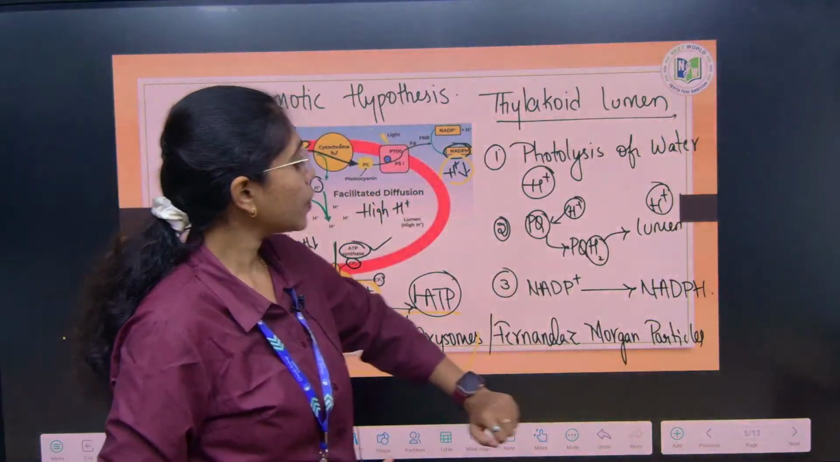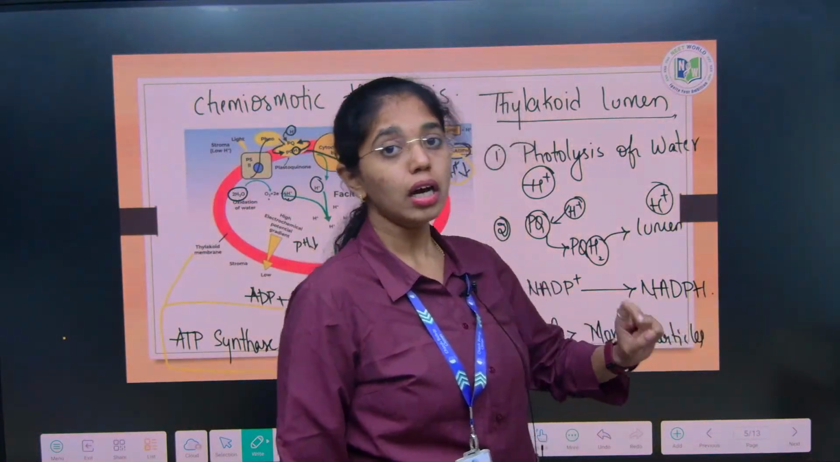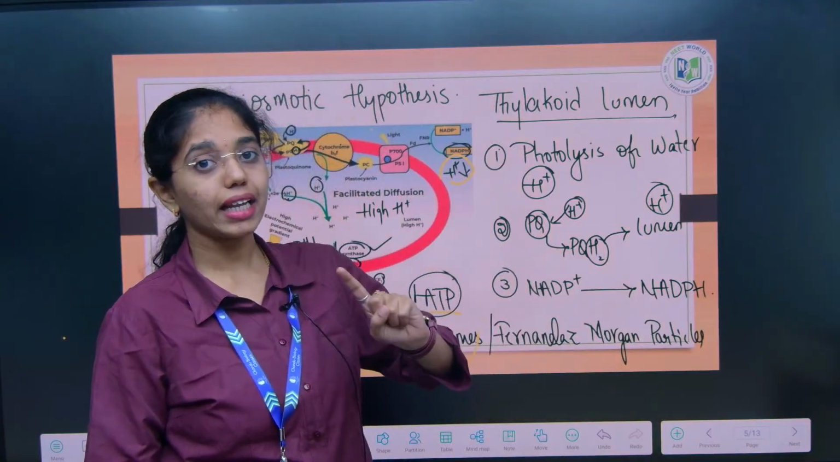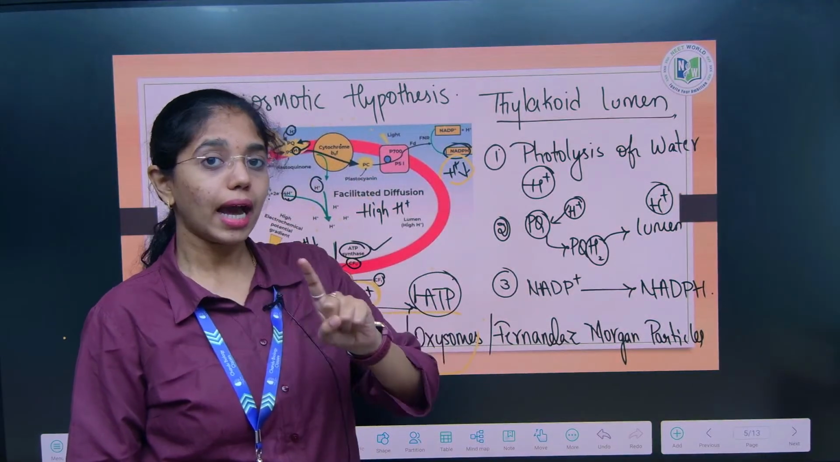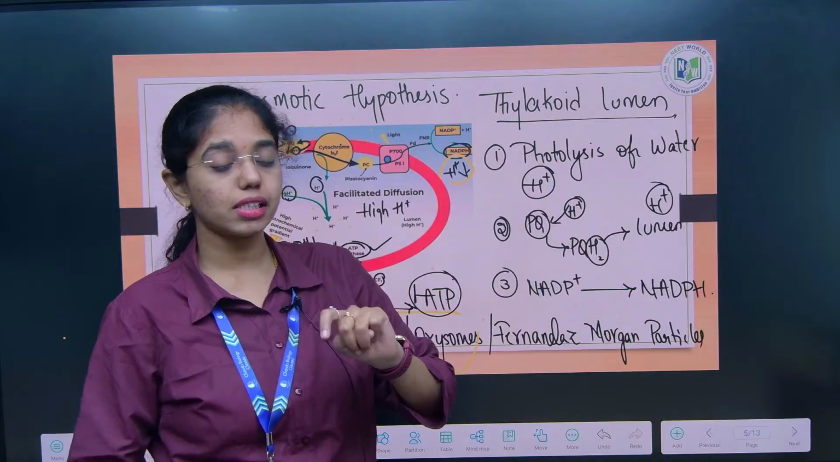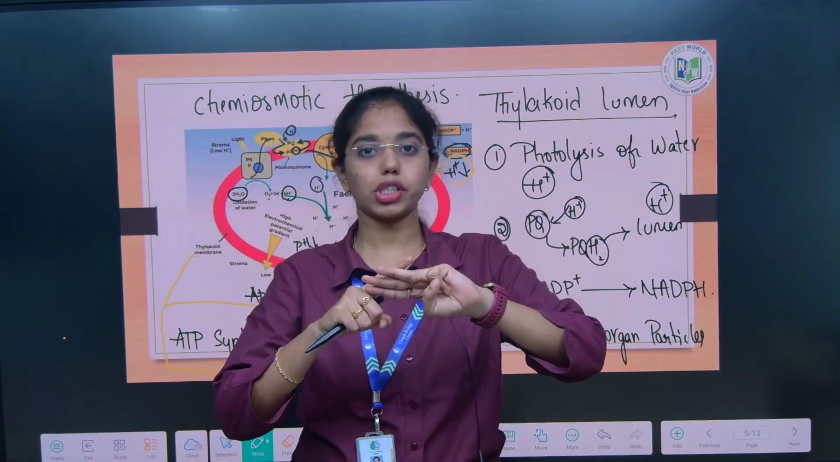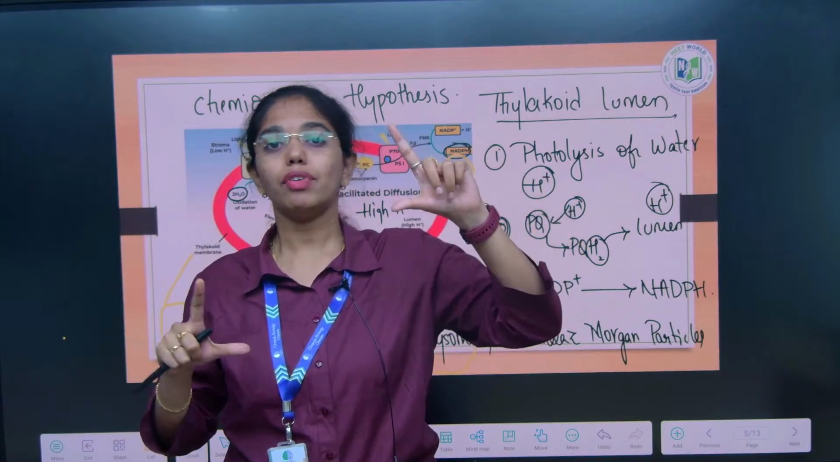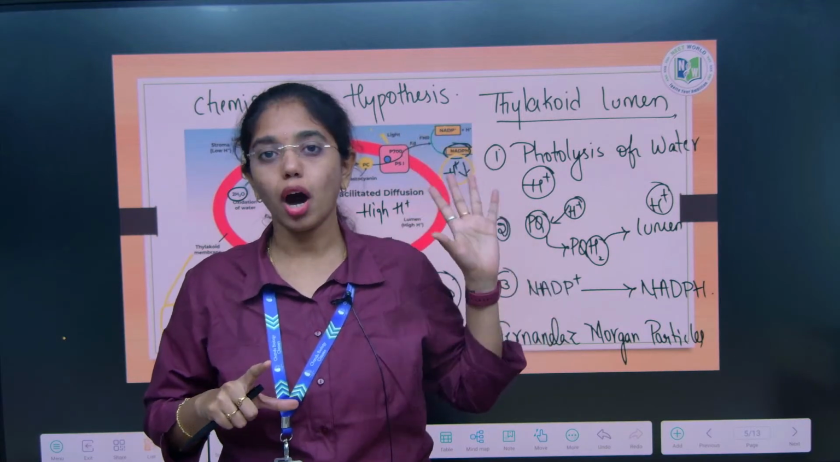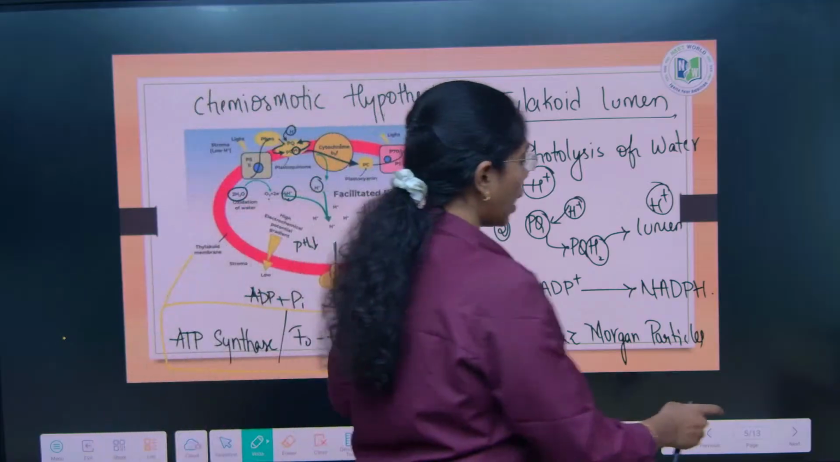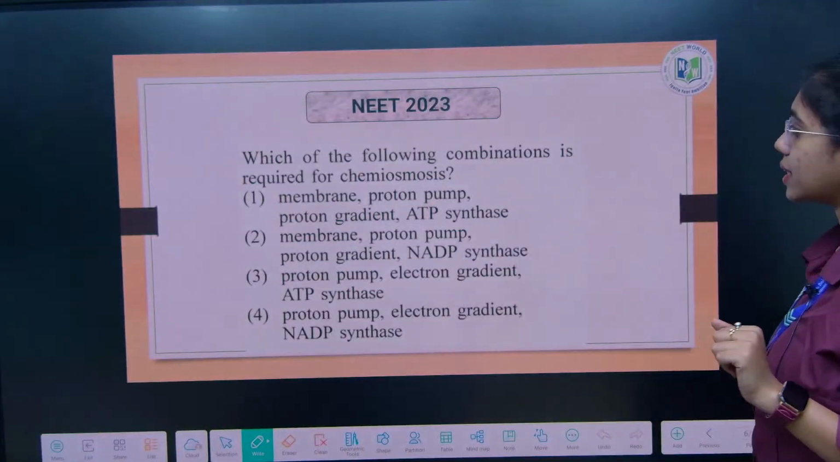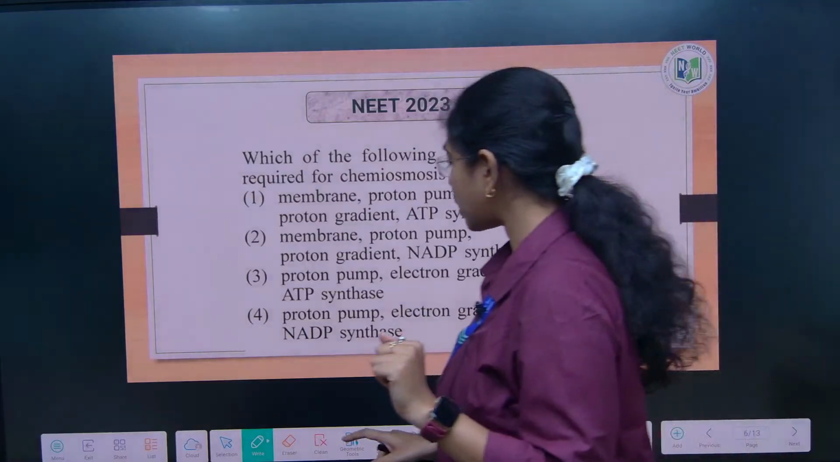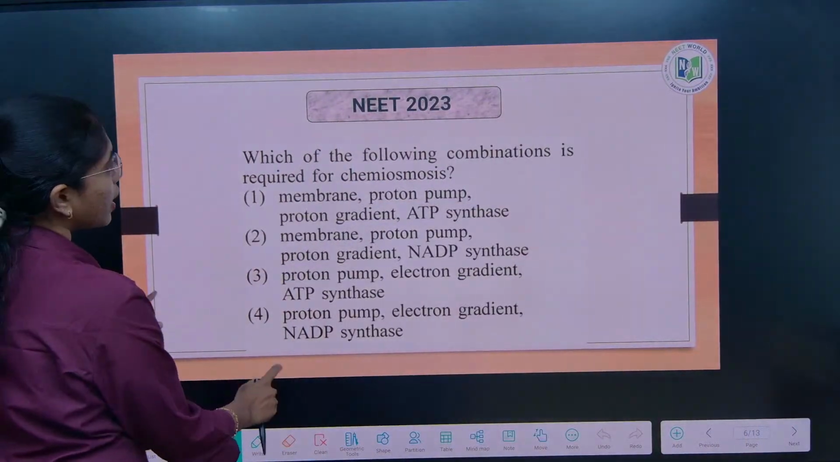Listen carefully. Before getting into the dark reactions, those are light independent reactions, I told you about 3 cycles, that is C3, C4 and CAM cycles. I will give you a complete idea on all the 3 cycles and we will discuss whole and soul on the C3 cycle. Okay. Before going to that, let us exercise one NEET PYQ which is asked on chemiosmotic hypothesis in NEET 2023.